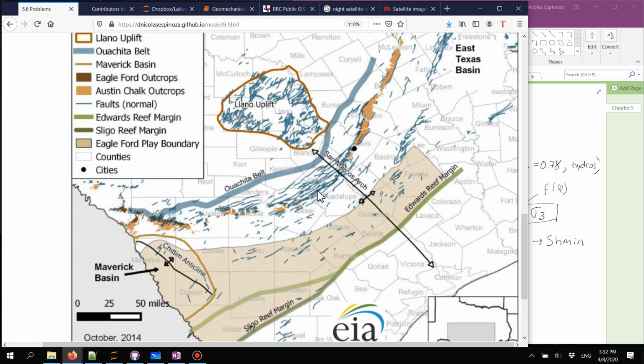And what I'd like you to recognize from here is, assuming or knowing that we are in the case of normal faulting and we know what is the strike of these faults, I'd like you to tell me what is the orientation of the minimum principal stress.